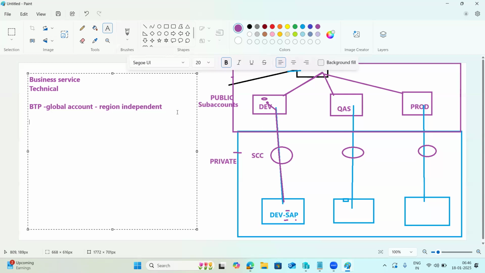So regions means a geographical location where you want to deploy your SAP business applications, services, solutions and everything. Regions are applicable for the sub accounts, not for the global accounts here. For global accounts we do nothing in terms of regions. The global account we only use for managing the sub accounts and resources and everything here.